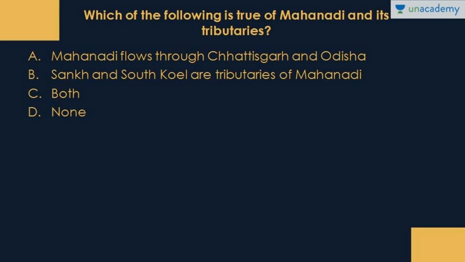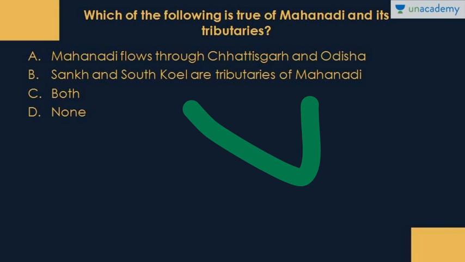Next question. Which of the following is true of Mahanadi and its tributaries? A. Mahanadi flows through Chhattisgarh and Odisha. B. Sank and South Koel are the tributaries of Mahanadi. C. Both of them are correct, or D. None of them is correct. So recently we know a negotiation committee has been formed on the same. So looking at the options here, the correct answer is only A.